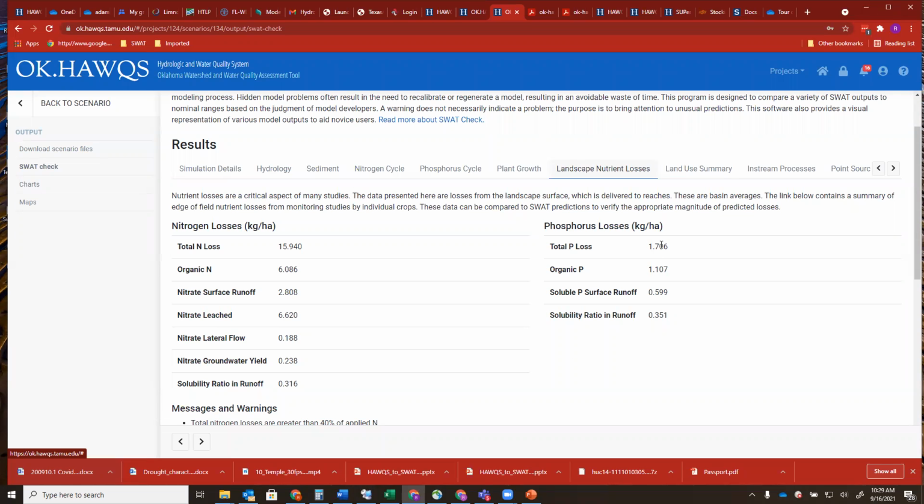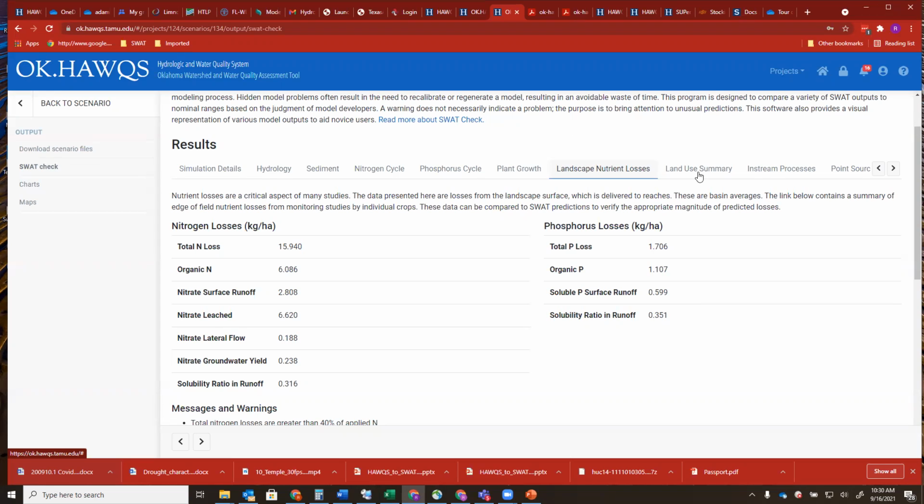Same thing for phosphorus. Again, this is for the entire watershed, for all the years of simulation, as an average annual value. Later, I'll be able to show you by month, by day, and we can do the same analysis. Here's the phosphorus. How much is the total phosphorus? How much is organic? How much is soluble, and the soluble ratio, and so on and so forth.